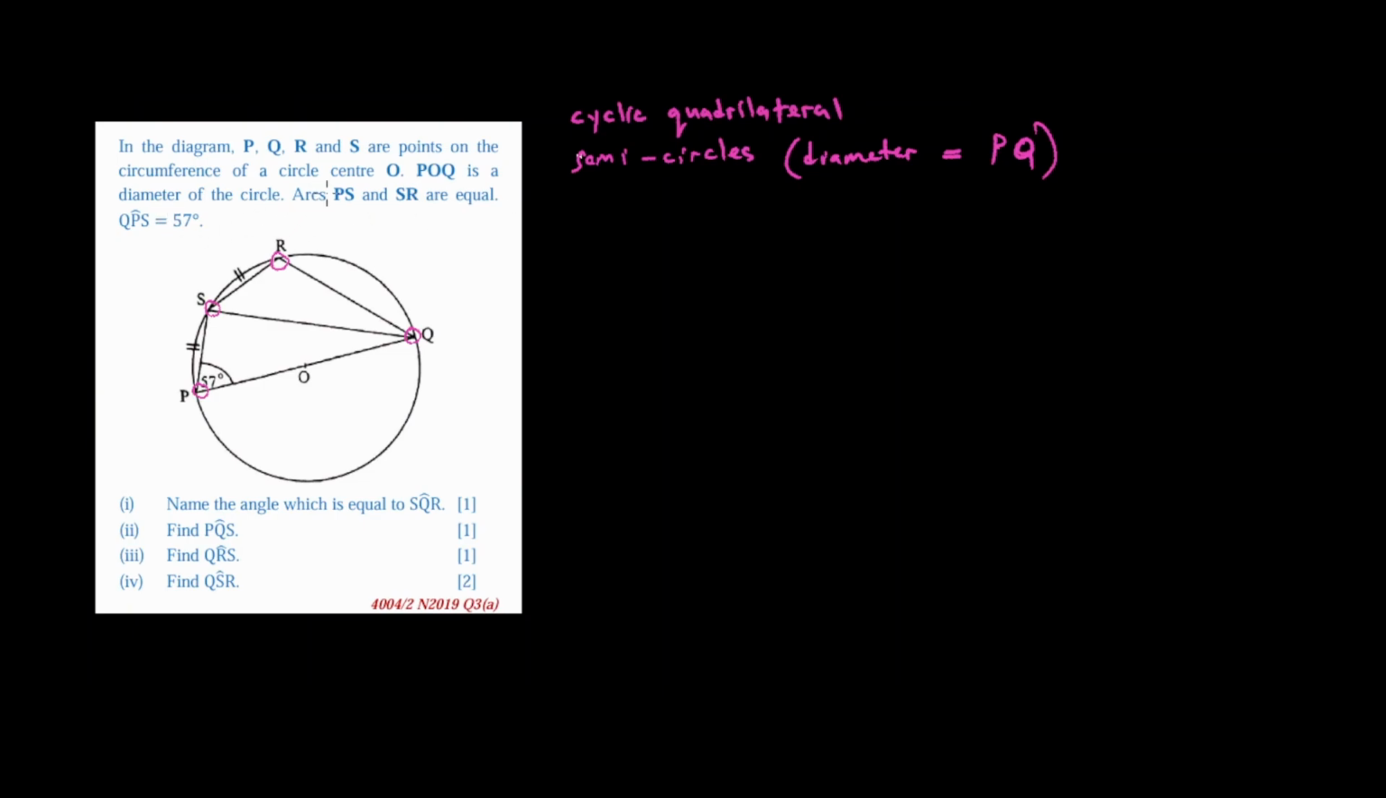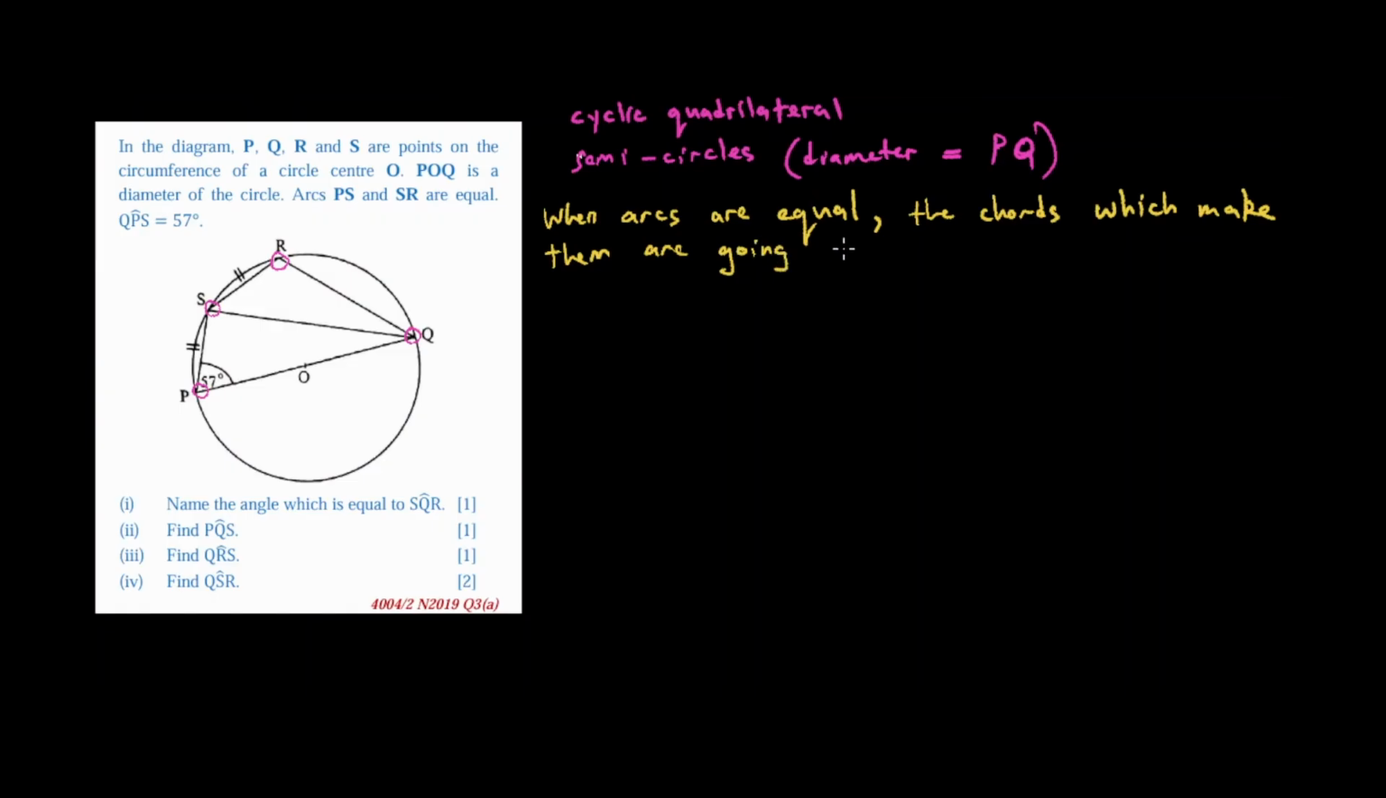Arcs PS and SR are equal. This is very important. You can put it as your notes. When arcs are equal, the chords which make them are going to be equal.